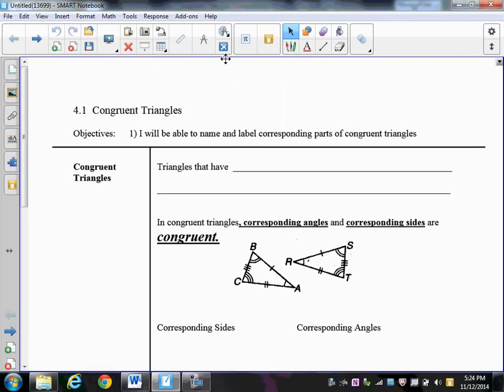These are the notes for section 4.1, congruent triangles. The objectives are I will be able to name and label corresponding parts of congruent triangles. First off, we have to say what congruent triangles are.